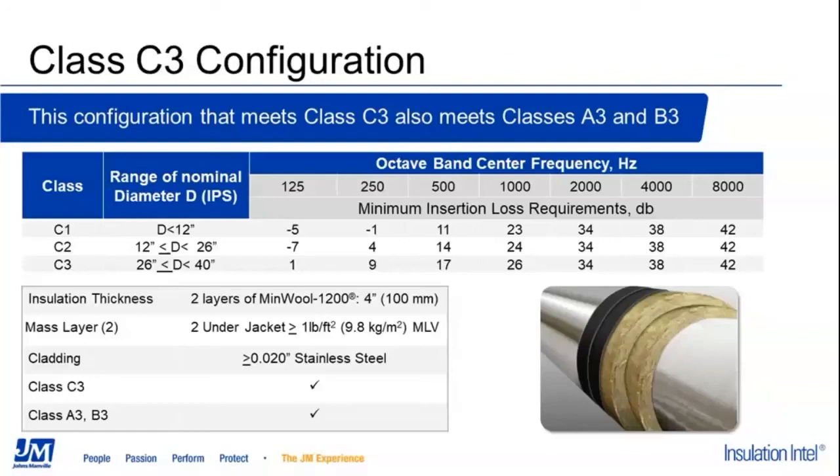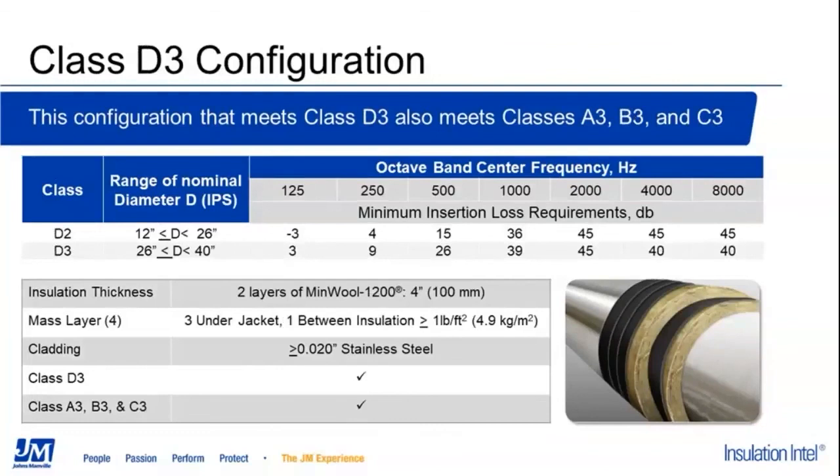And then in this case, the outer jacket does change from the 016 aluminum used for the A and B system to an 020-inch stainless steel. And this system, as you can see, does meet the requirements for the C3 as well as the subclasses of A3 and B3.